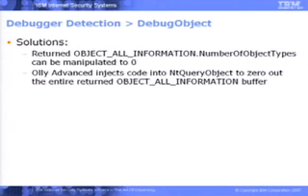So the solution can be you can just patch the returned number of object types to 0 to prevent packers from iterating through the data structure, or in advance just destroy all the return buffer so that the packer cannot iterate through the data structure being returned.